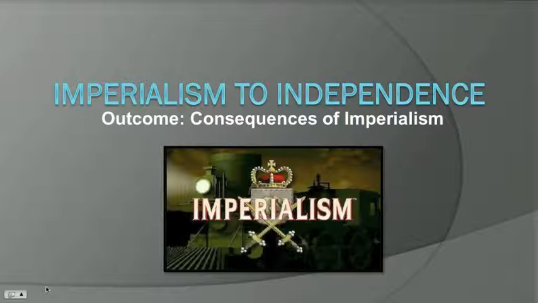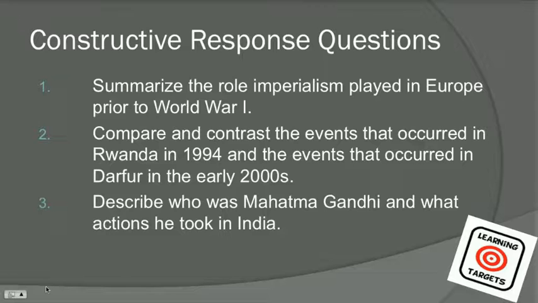So this is actually going to be kind of a 4-part lecture, really 4 different stories all about consequences of imperialism. To understand those 4 stories, we've got 3 questions that we're going to use to put this together. The first thing we're going to talk about is World War I and how imperialism kind of led up to that. So summarize the role imperialism played in Europe prior to World War I.